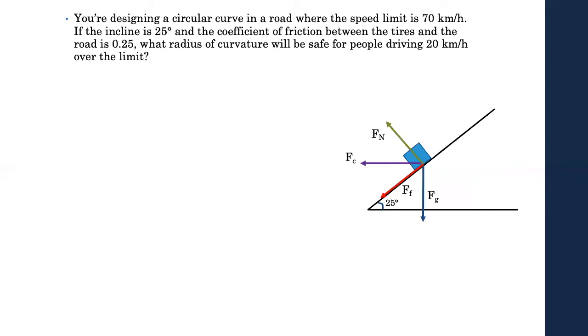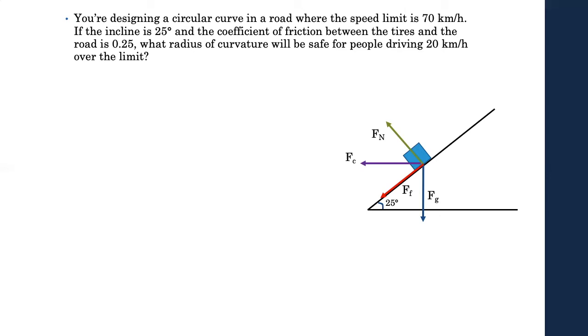So here is a bank question. You're designing a circular curve in a road where the speed limit is 70 kilometers an hour. If the incline is 25 degrees and the coefficient of friction between the tires and the road is 0.25, what radius of curvature will be safe for people driving 20 kilometers an hour over the limit? And I've presented you with a free body diagram. We have gravity, friction, and the normal force, the centripetal force as well.